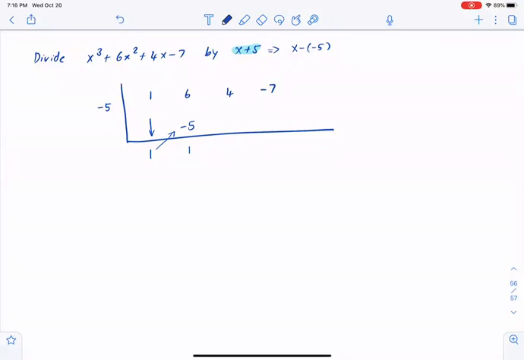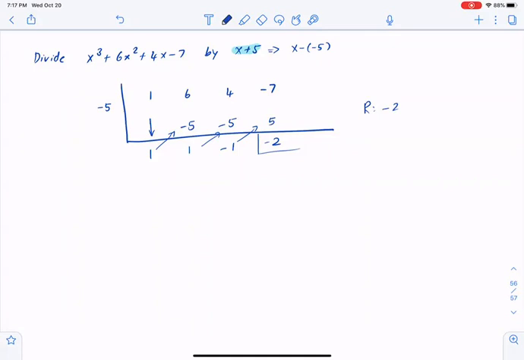Negative 5 times 1 is negative 5. 4 plus negative 5 is negative 1. Negative 5 times negative 1 is positive 5. When we add, we get minus 2. As always, the remainder here is negative 2.